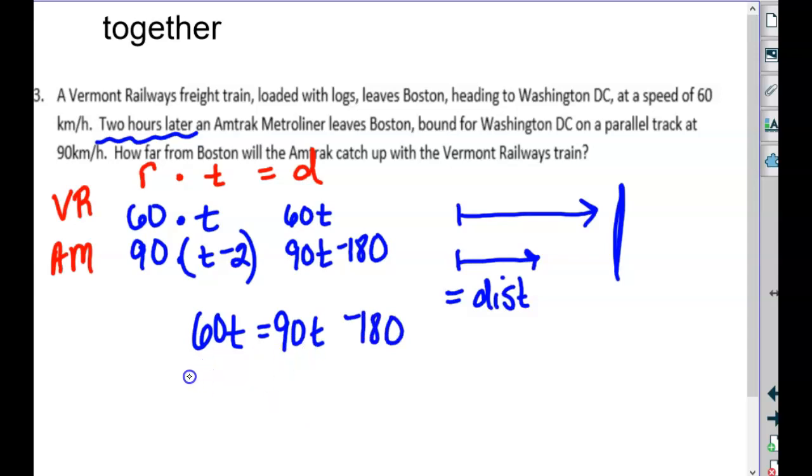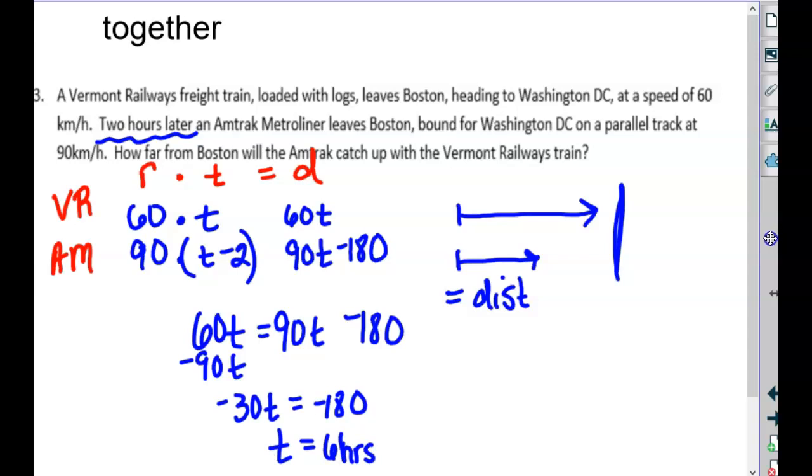Okay, if I subtract 90 over here, I get negative 30t equals negative 180, or t equals 6 hours. Now, that is not the answer to the question. Do you remember what it asked? How far from Boston, which is where they left, right? This was Boston at this end. How far from Boston will they catch up with each other?